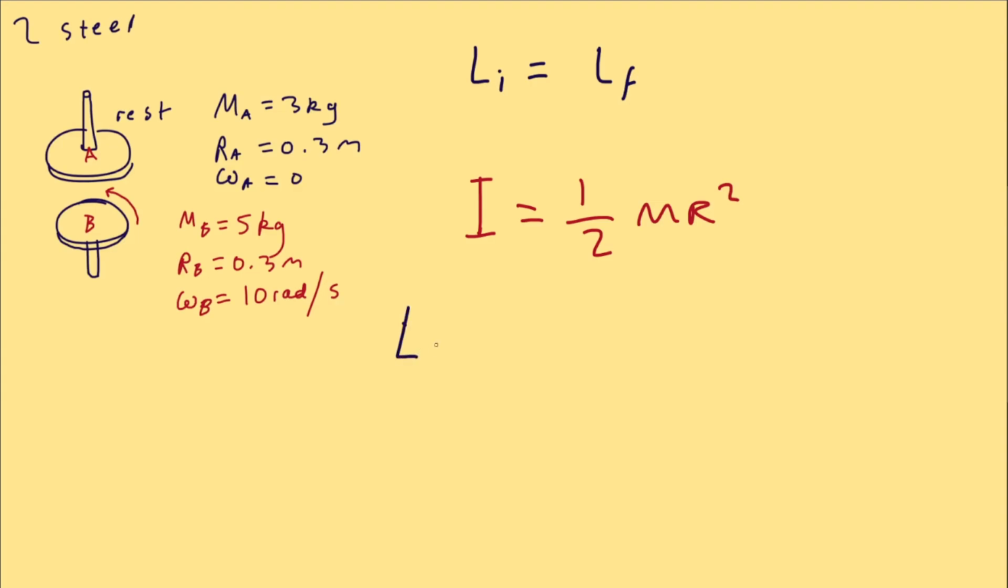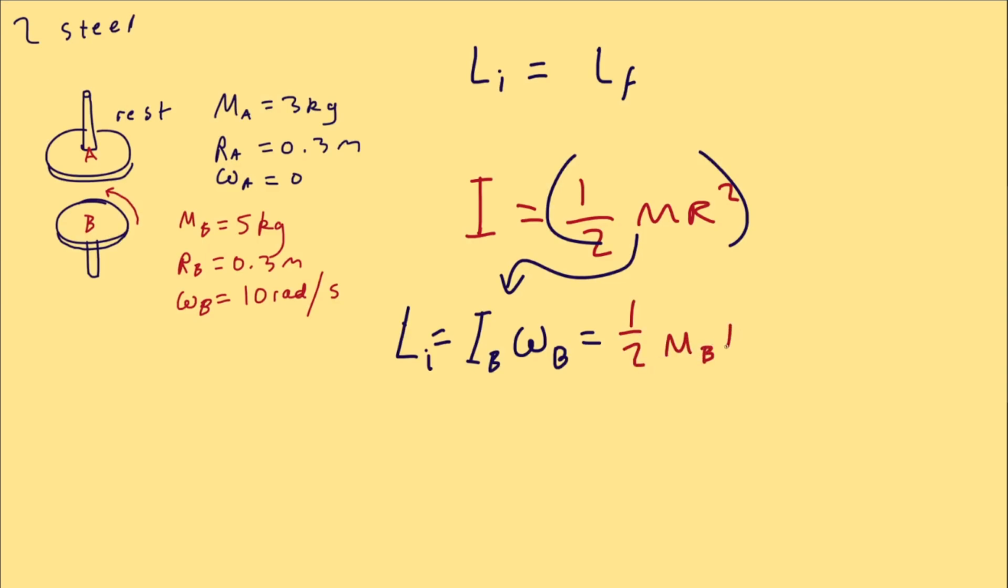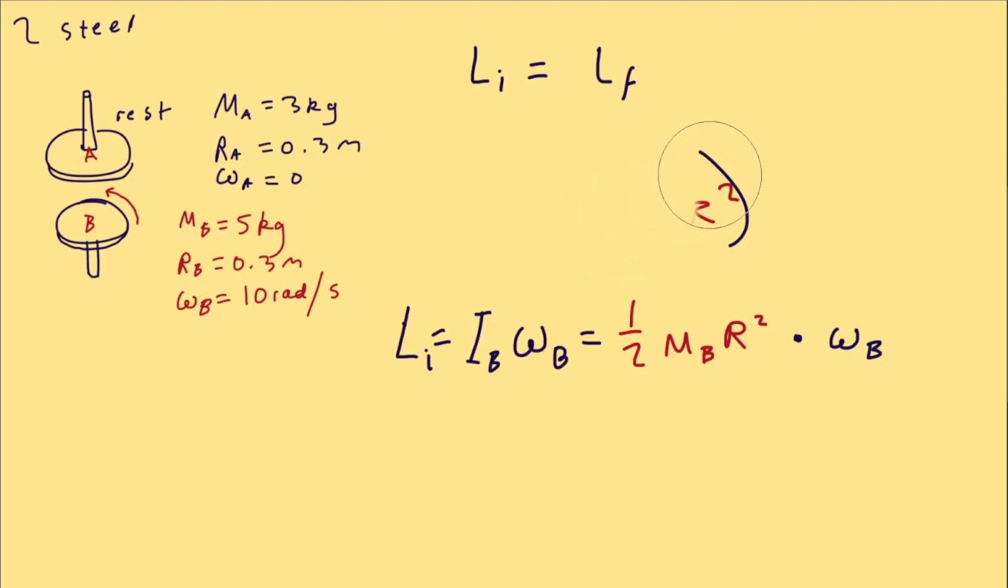So the total angular momentum before, the only thing moving here is disk B on the bottom. So it would be the momentum of B. And if you're wondering where we got this from, remember, L equals I times angular velocity. And we're not going to consider disk A because it's at rest. There's no momentum there. If we go and plug in this value for I, we get 1/2 mass of B radius squared multiplied by the velocity of B. Okay, cool. So we found the initial amount of angular momentum.